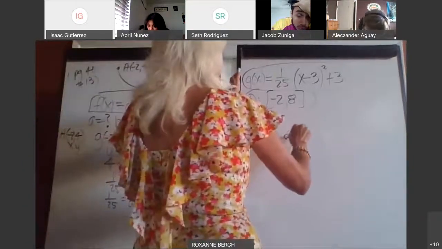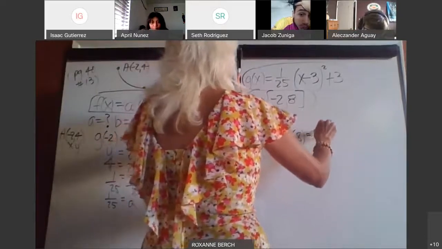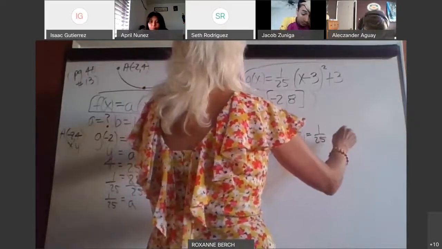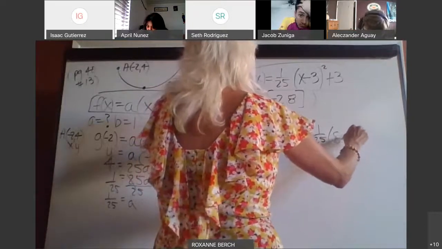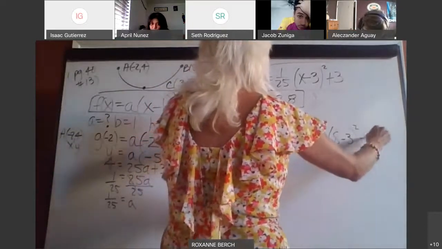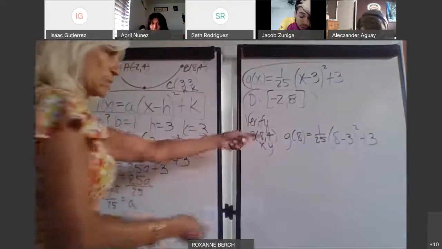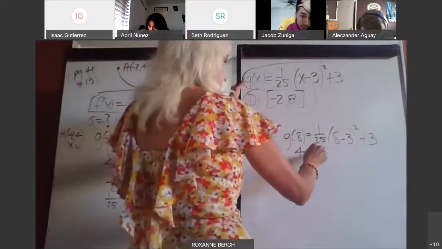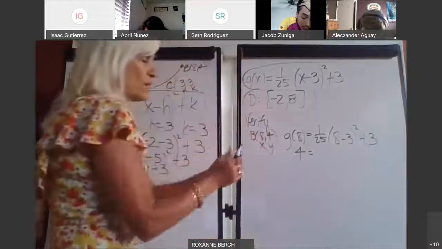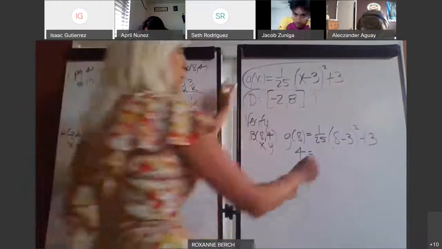So we're going to compute g of 8. Wherever you see an x, you're going to put an 8. And remember what I said, that's y. So I'm going to put the 4 in. And we're going to make sure that we get 4 is equal to 4.